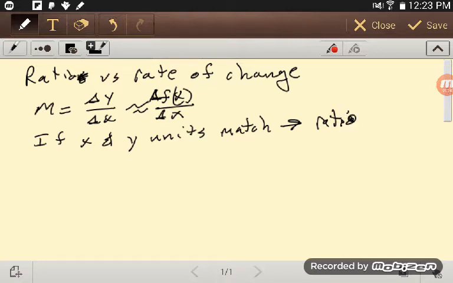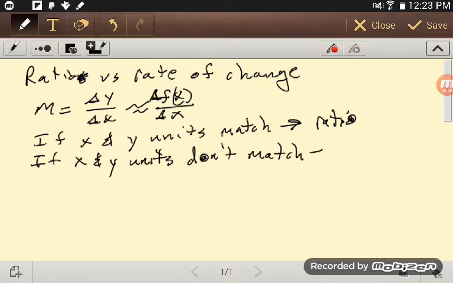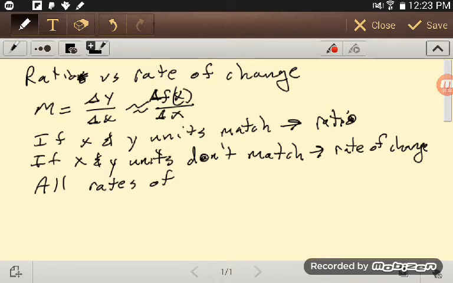And then they say if x and y units don't match, then they're calling it a rate of change. Well, again, that's true. But actually, they're all rates of change.